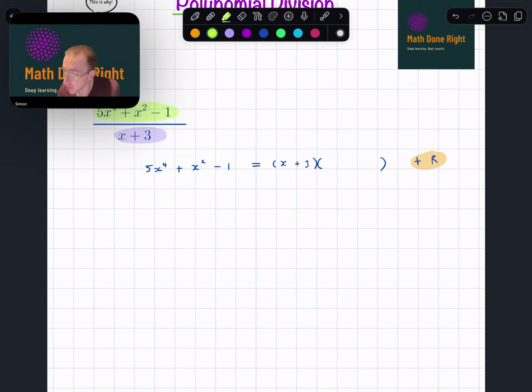We're going to look at the first term here, the leading term, which is 5x to the 4, and we think, what do we have to multiply x by to get 5x to the 4? That's going to be 5x cubed. We'll distribute it in and get 5x to the 4. And now we multiply it by 3, and we get 15x to the 3.